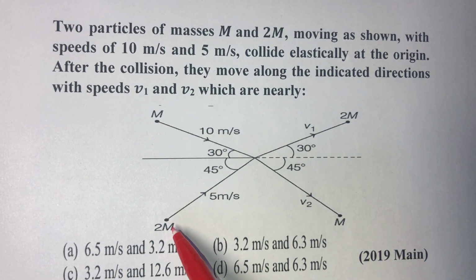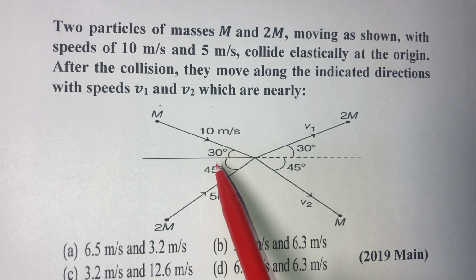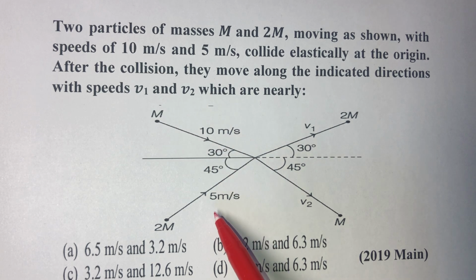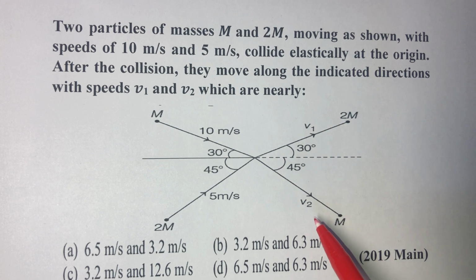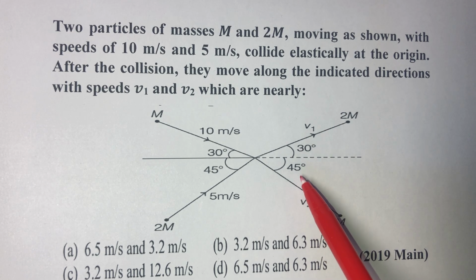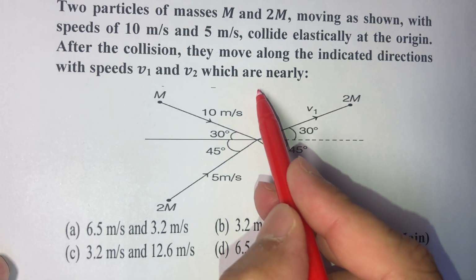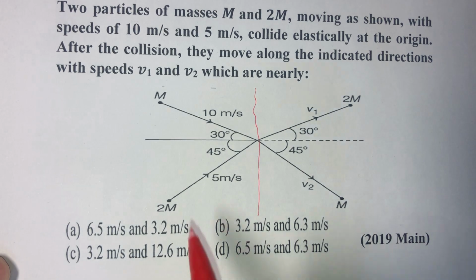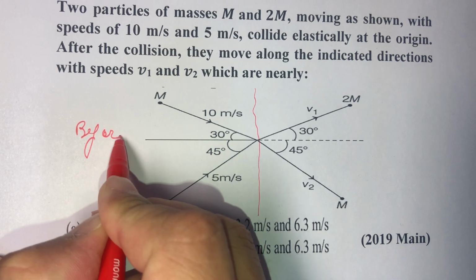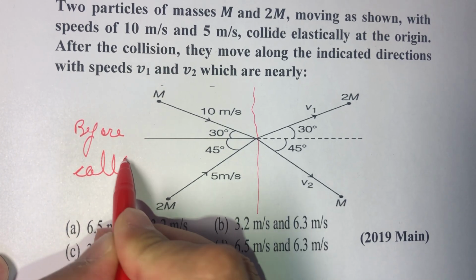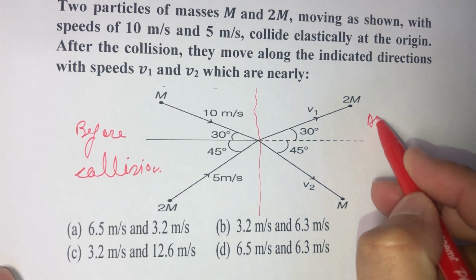So we have two masses m and 2m, making angles of 30 degrees and 45 degrees with respect to the horizontal, moving with velocities of 10 and 5. After collision, 2m moves with a velocity of v1 making an angle of 30 degrees, and m moves with a velocity of v2 making an angle of 45 degrees along the horizontal. So we can divide this into two parts. The left side is before collision and the right side is after collision.